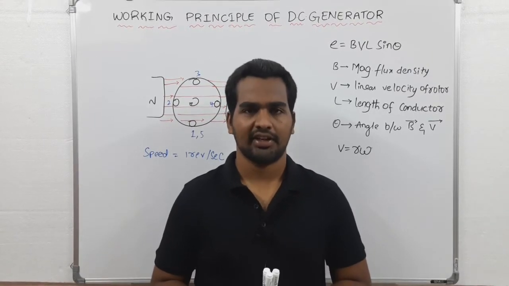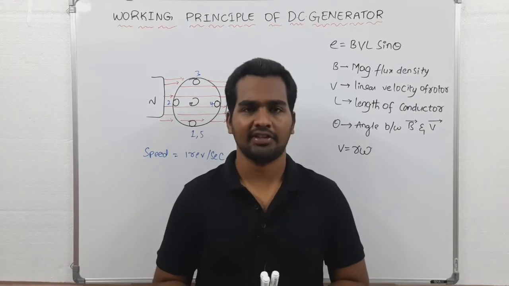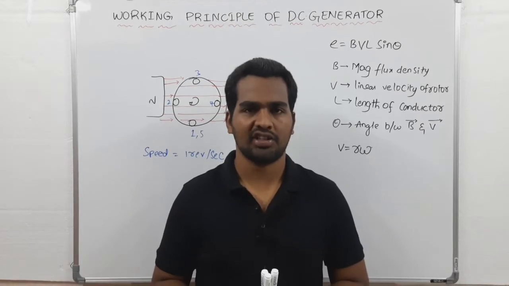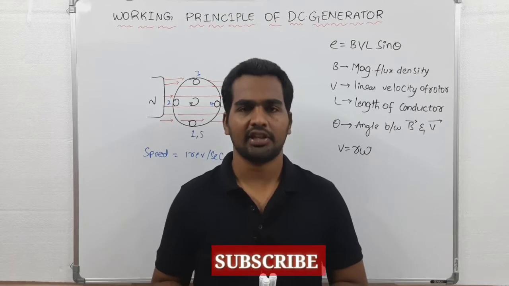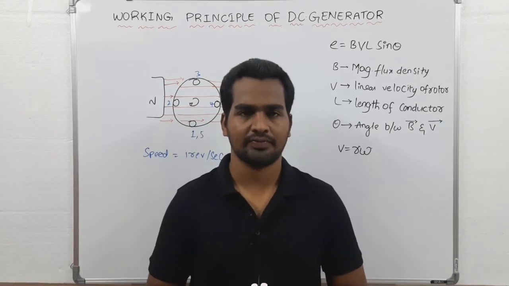Faraday's law states that whenever there is a change in flux linkage with the conductor, an EMF is induced in that particular conductor, and the direction of the induced EMF can be identified by using Fleming's right hand rule. I have discussed all these points in the previous lecture. If you want, you can check out that video.